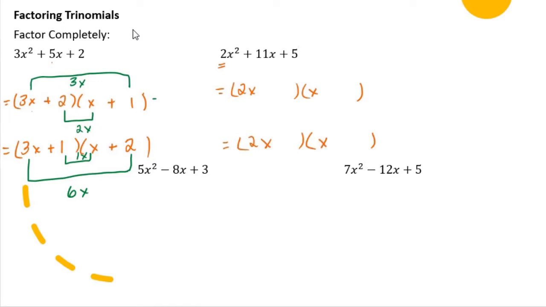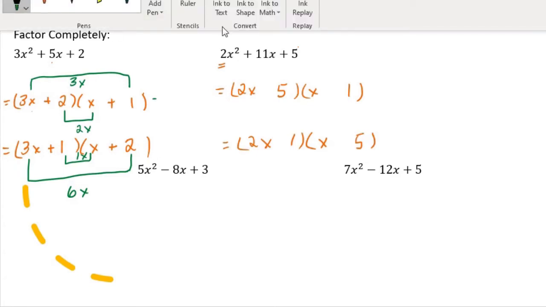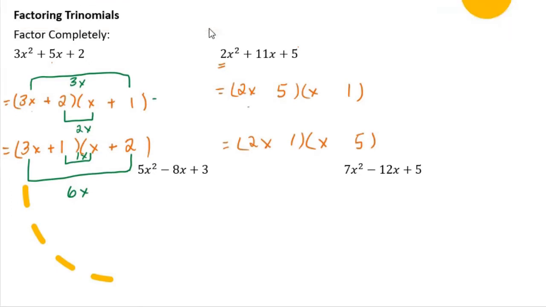We only have 2 options because there's only one way to get to 5. I have to multiply 5 times 1. It's prime as well. So I'm not sure if the 5 goes with the 2x or if the 1 goes with the 2x. So I'll write down both and check them. You can certainly just write down 1 and check it, and if it happens to be right, you're done. If not, you'll have to try the other variation.